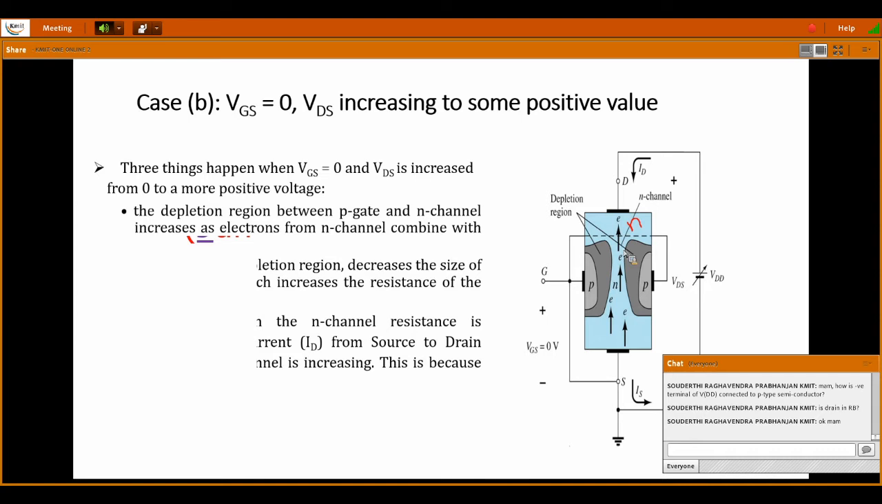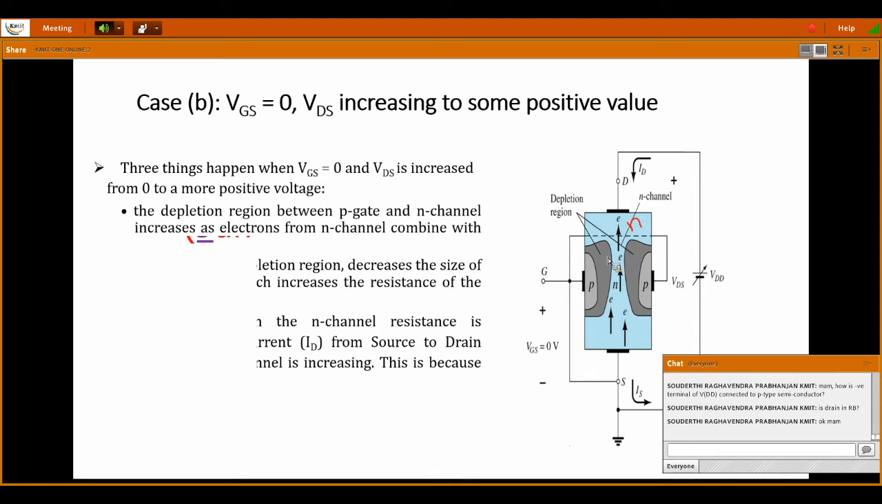Okay, so due to this, what happens? The depletion layer is increased. So what happens in a reverse biased PN junction? The width of the depletion region increases. So when this VDS is increasing, the reverse bias at the drain, I am specifically saying at the drain terminal only I'm talking about, will be increasing. So when reverse bias increases, the width of the depletion layer still increases.